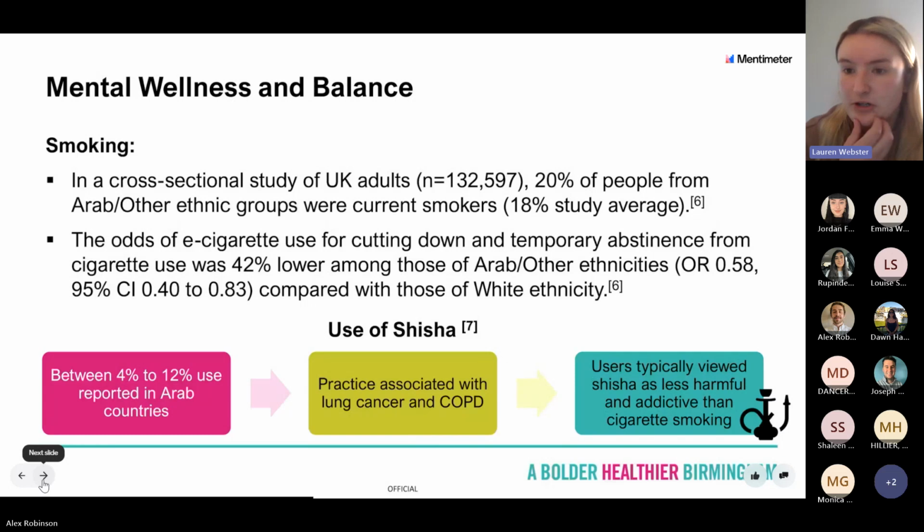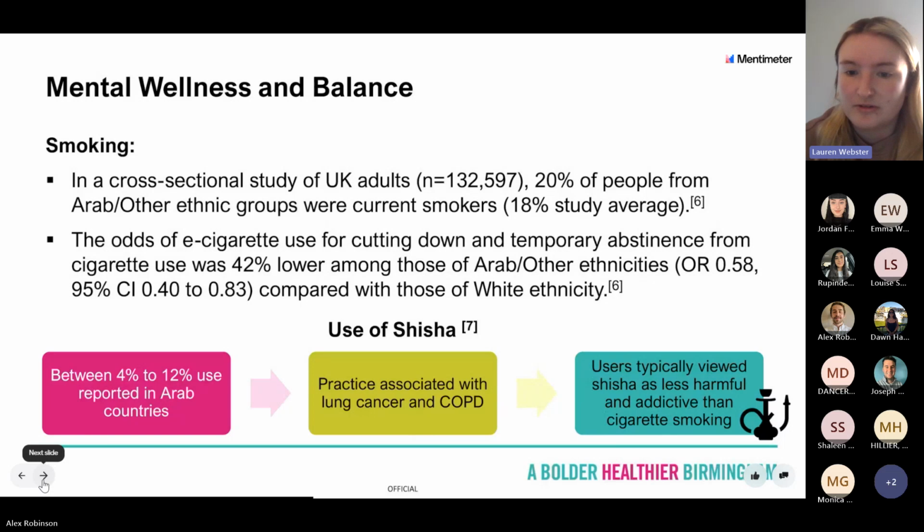Shisha is commonly used within the Arab community, with between 4% to 12% use reported in Arab countries. It's also referred to as water pipe tobacco smoking. In a water pipe, tobacco is placed on a small ceramic stove covered with tinfoil and fired with charcoal, and the smoke is passed through a water tank before inhaling.